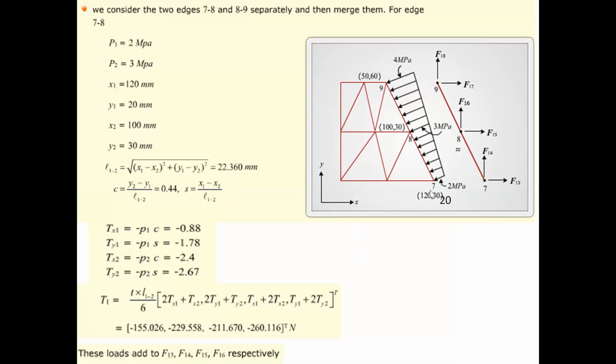Then T1, that is the equivalent load for 7, 8, you would get from this equation, and these components you can substitute there. Then you will get this force. Because this is a column matrix, we have given the transpose. Those forces we represent as F13, F14, F15, F16, in X and Y directions.